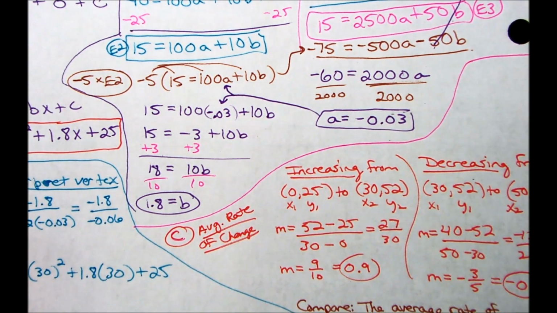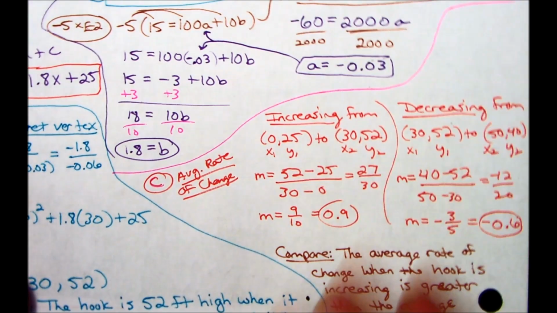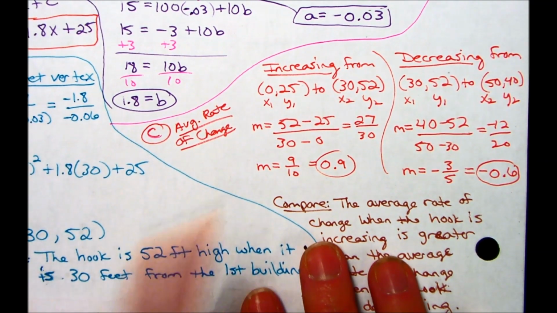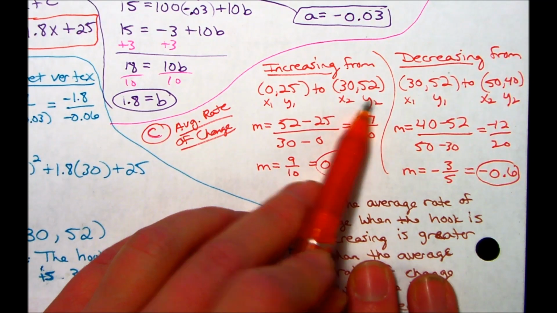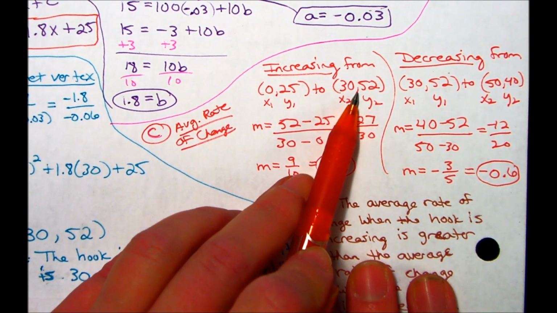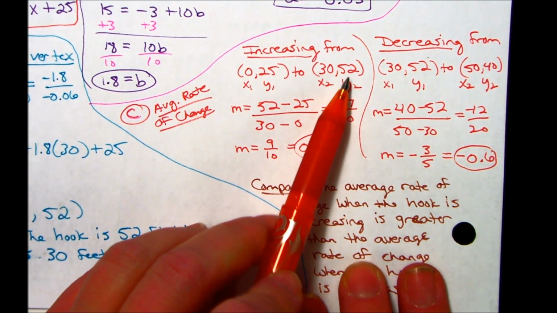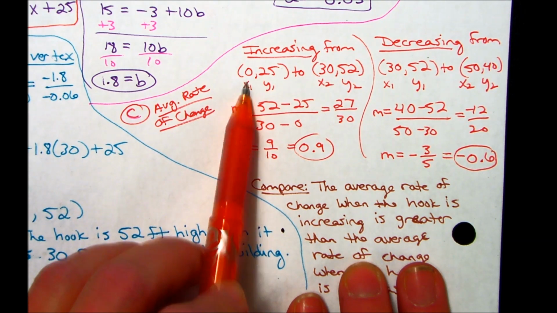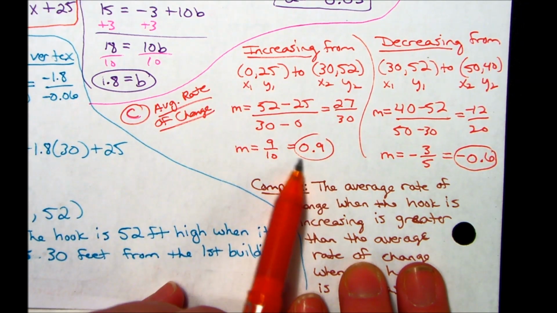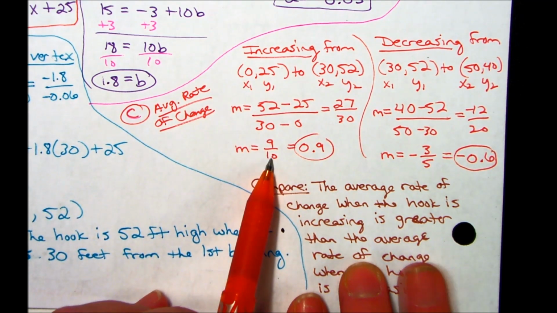So I wrote it down here. So the graph is increasing from the point 0, 25 to the point 30, 52, which is your vertex. So we needed that vertex in order to answer this question. Then take your slope formula, y2 minus y1 over x2 minus x1. I get 27 divided by 30, which is 0.9 or 9/10.